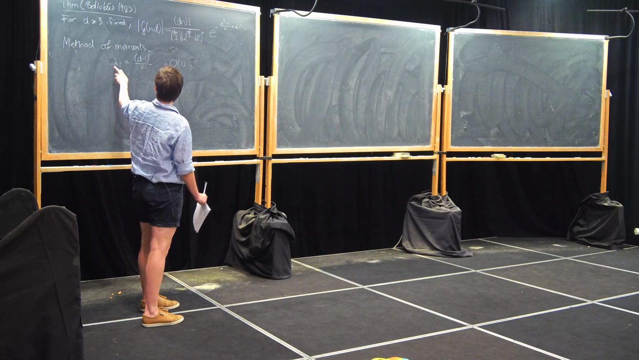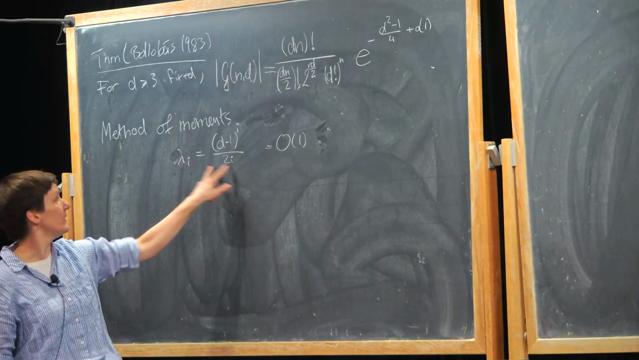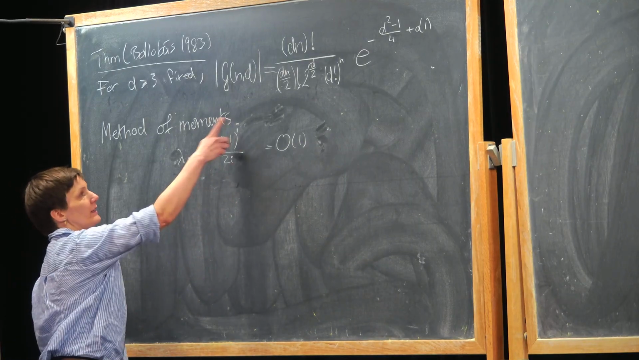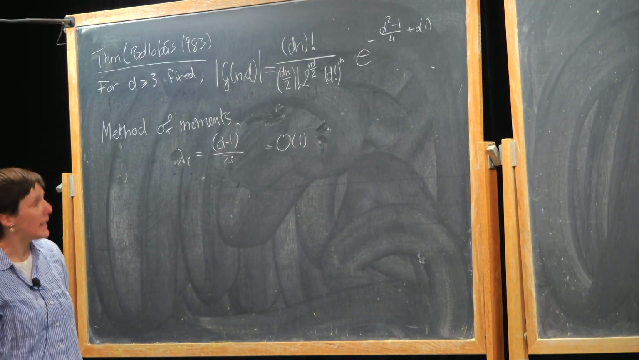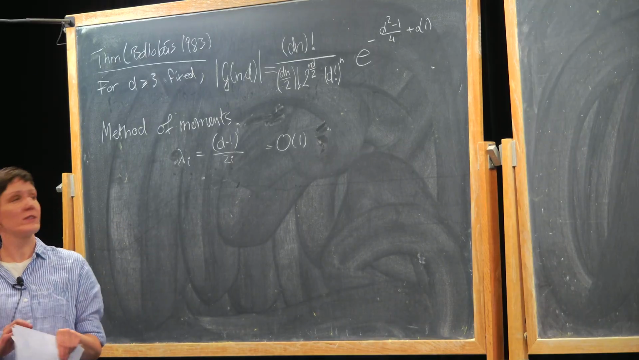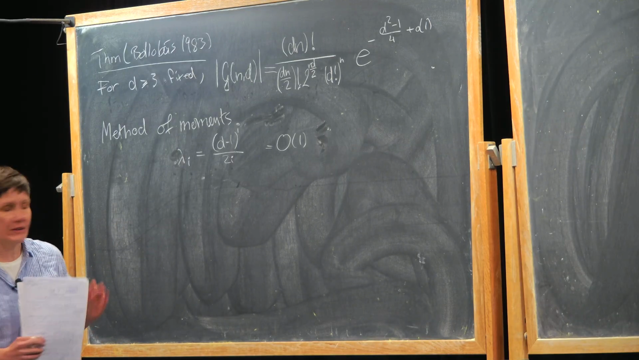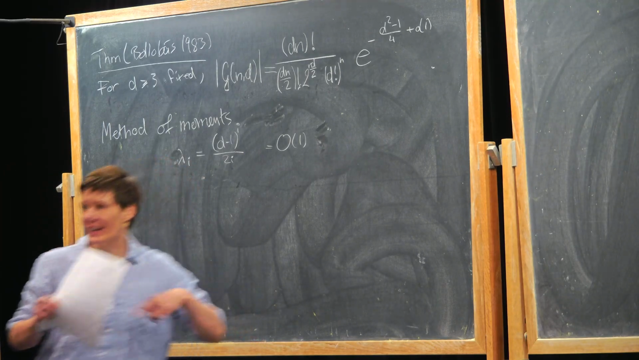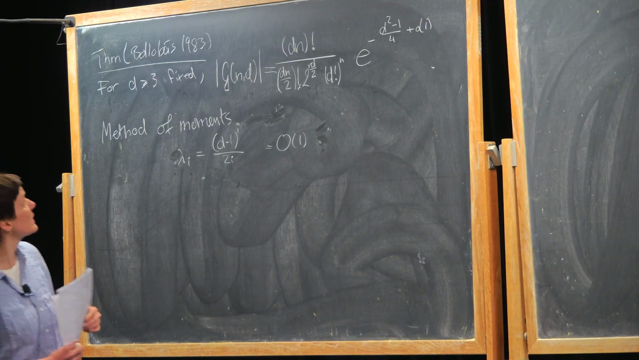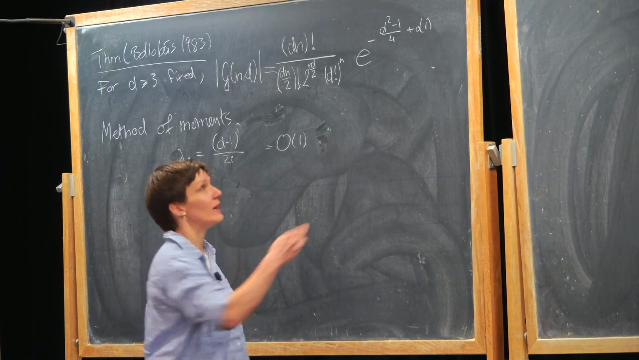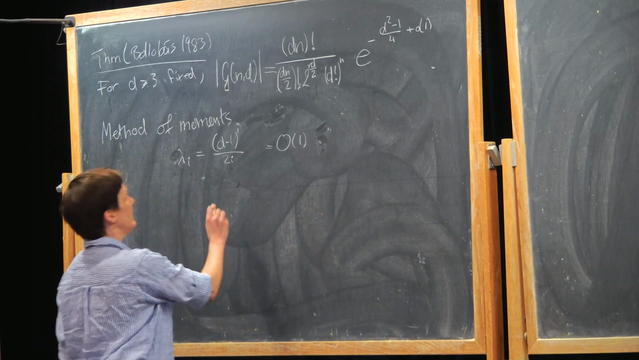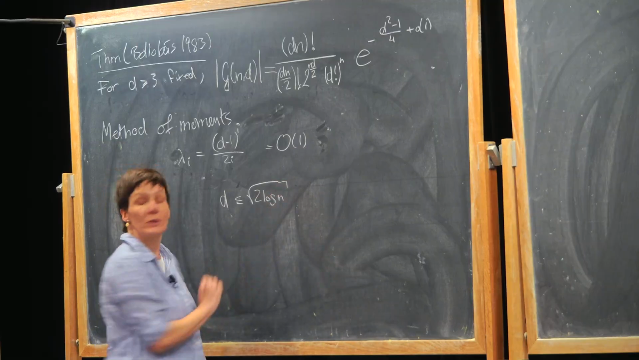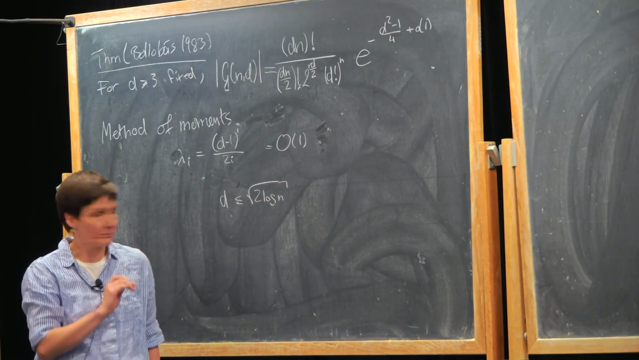And the method of moments really needs that these means, the lambda i's, are bounded. So if you use this method of moments as a black box, then you can only do this for fixed d. But if you go into the calculations and you are more careful, then the same proof works for d all the way up to root 2 log n. And that is what Bollobás did in that proof.